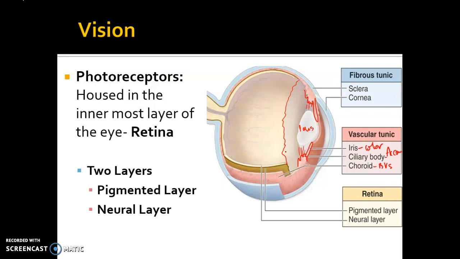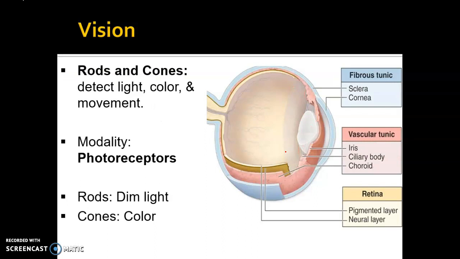If you look at the retina, it is divided into an outer pigmented layer and an inner neural layer. We just talked about it. Looking into the neural layer of the retina, superficially, we have rods and cones. Know that rods are responsible for dim light vision, cones are responsible for color vision, and these are photoreceptor cells.